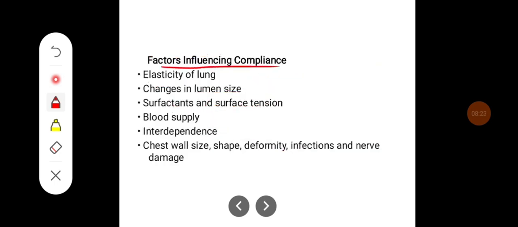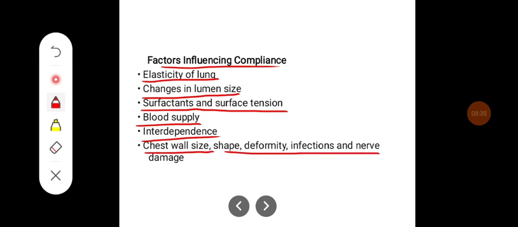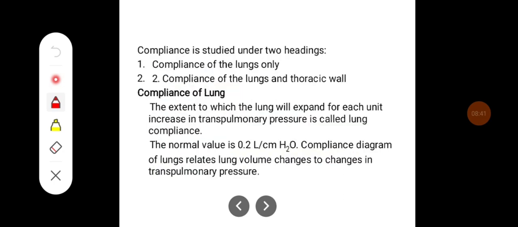Some of the factors influencing compliance are the elasticity of the lung, changes in the lumen size, surfactants and surface tension, blood supply, interdependence, chest wall size, shape, deformity, infection, and nerve damage. Compliance is studied under two headings: compliance of the lungs only and the compliance of the lungs and thoracic wall.